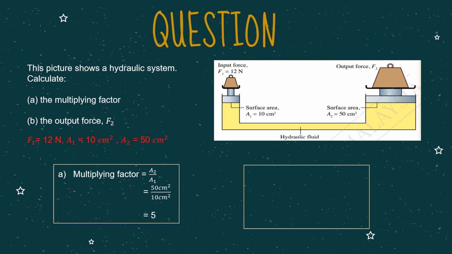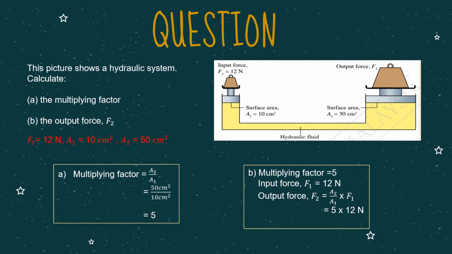Okay, for question number 2, the output force F2. We got from the previous question that the multiplying factor is 5. Input force F1 is 12 Newton and output force F2 equals A2 over A1 times F1. So 5 multiplied by 12 Newton and the answer is 16 Newton.